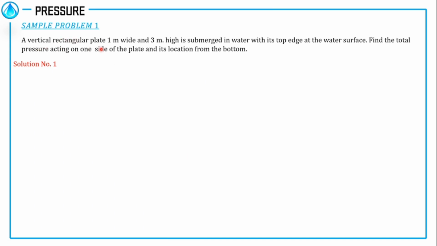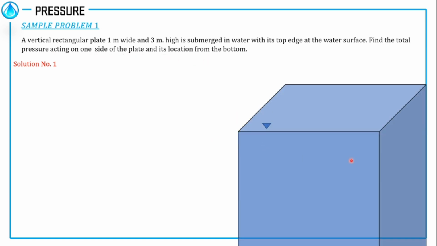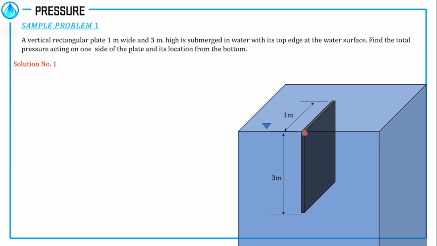A vertical rectangular plate 1 meter wide and 3 meters high is submerged in water with its top edge at the water surface. Find the total pressure acting on one side of the plate and its location from the bottom. Drawing the problem, we have this water with free surface and submerging a plate vertically with a height of 3 and width of 1. This plate now will experience a varying pressure wherein on its top is 0 and then a certain pressure at the bottom.